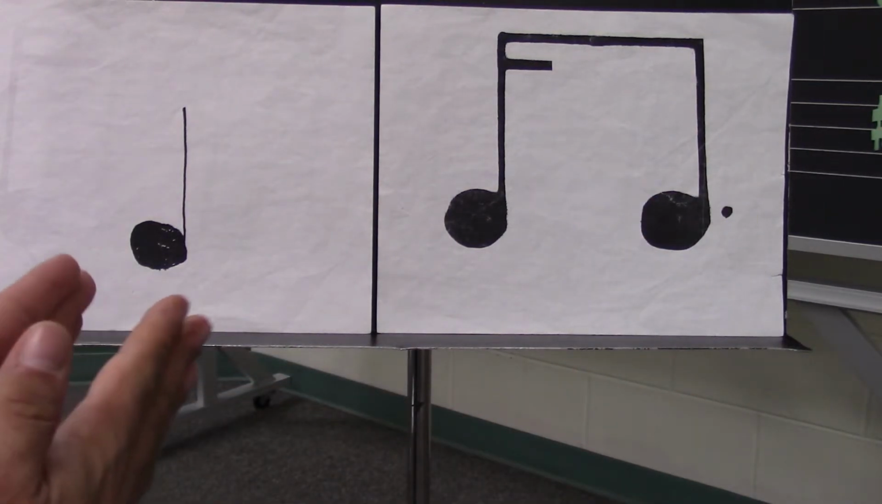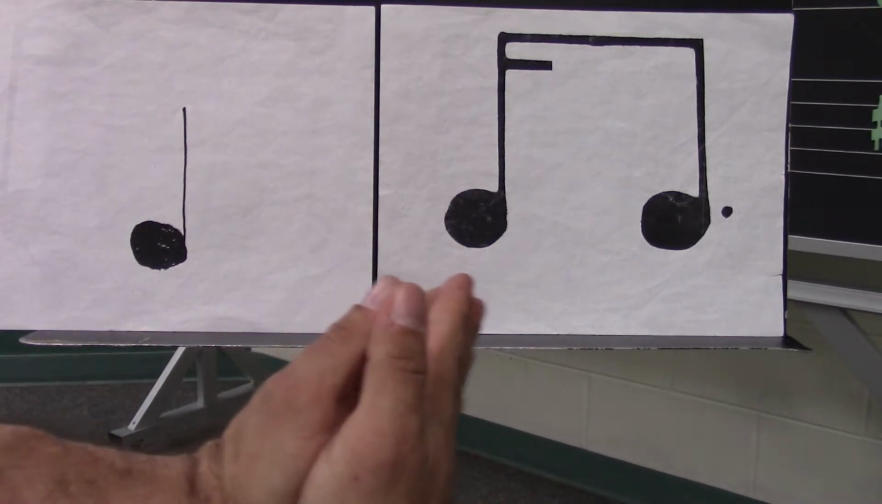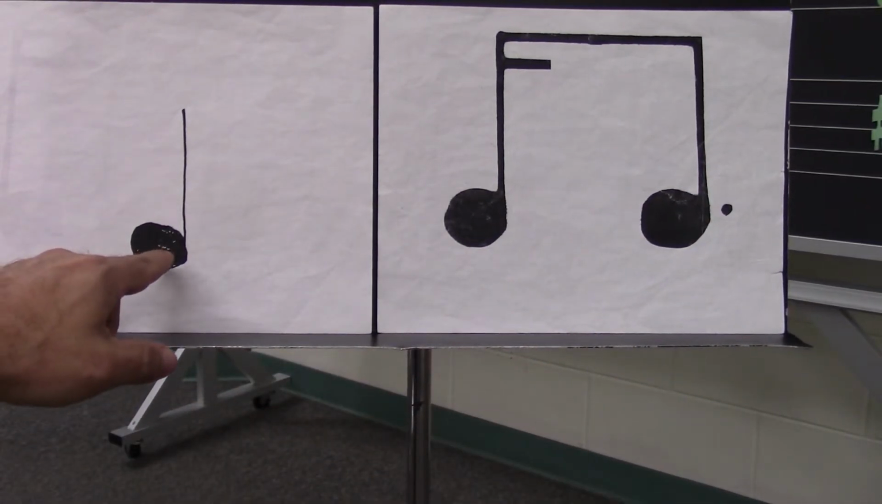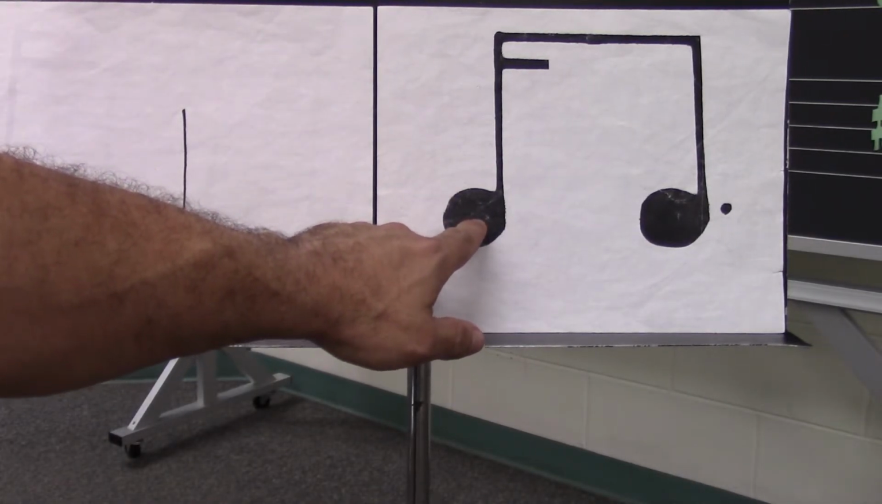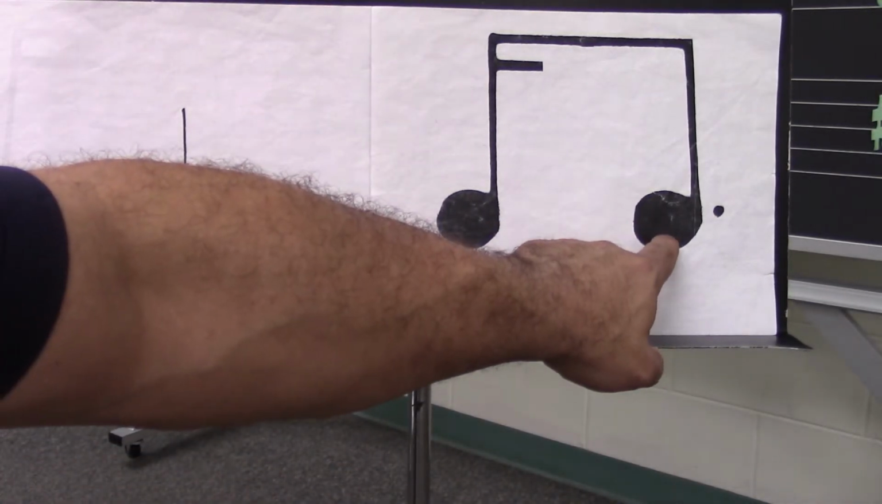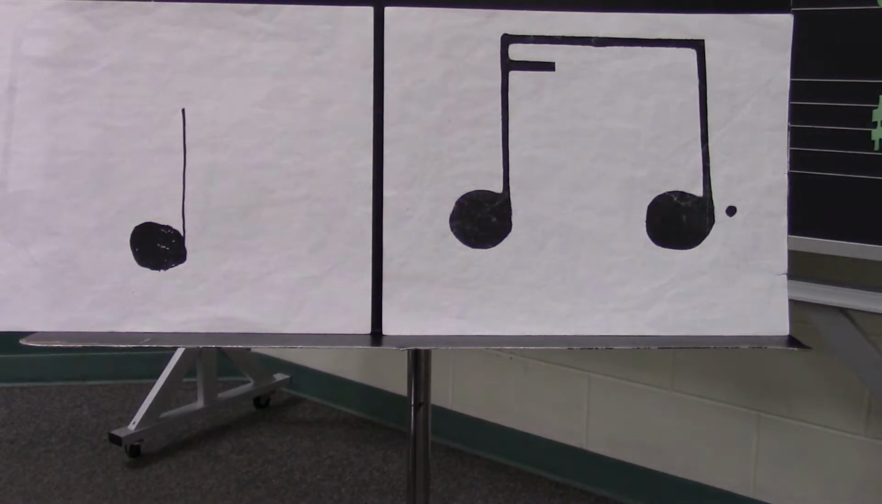Ready? Go. 1 E and 2 E and. What kind of note is this? Quarter note. What kind of note is this? 16th note with 2 beams. What kind of note is this? Dotted 8th note, which has 1 beam. Let's do another pattern.